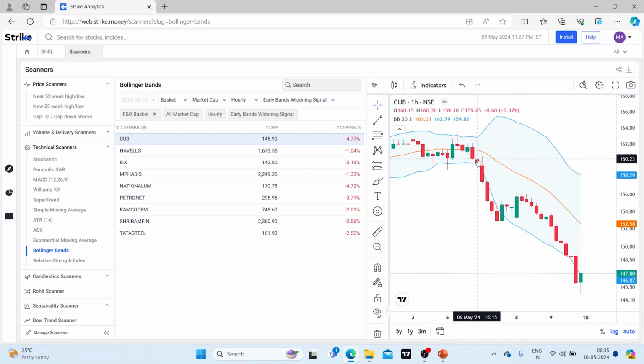Previously also, on 7th May at 9:15 a.m., the band started expanding and the price moved lower. So we would ideally like to enter at this level.